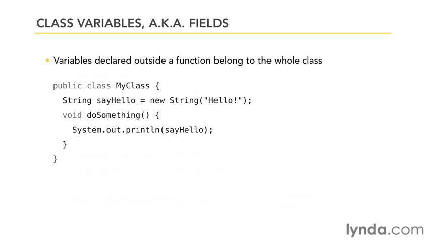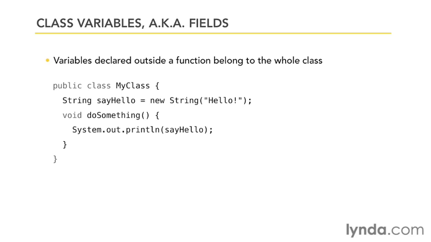Here's an example. I'm declaring a class called myClass. Notice that this time I don't have a main method, so this is not a class that's starting up the whole application. Within the class, I'm declaring a variable and giving it a data type of string, a name of sayHello, and once again an initial value. The function doSomething can reference that variable because the function and the variable are both members of the class. As long as the method and the variable are both part of the same class, the method can reference the variable and use its value.